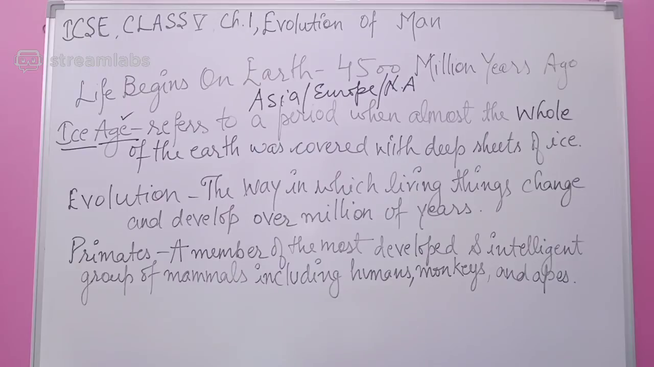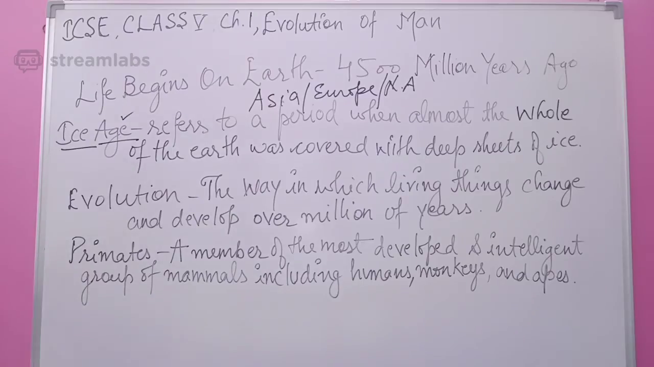The cause of death was, many times, the diet. Many times it was the temperature also. The temperature was increasing or decreasing, or they were not getting an ample amount of food. So these were the causes. Others went through a process of evolution.